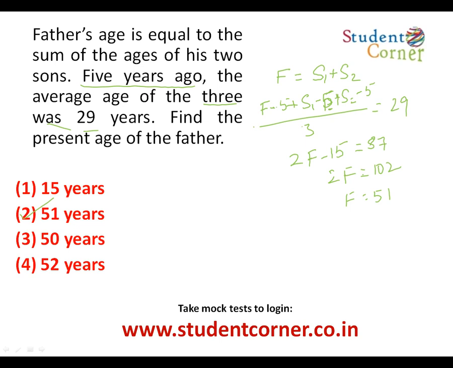So this is how you can solve. But if you take the condition that F is equal to S1 plus S2, you need to think that the sum of the ages of the two sons is equal to the father, then the average is 29, meaning all three's average is 29. That is 5 years back. For all three, 5 years each is 15 years, the sum of them. So minus 15 goes to that side as plus 15. 3 into 29 is 87. That's how we got F is equal to 51.